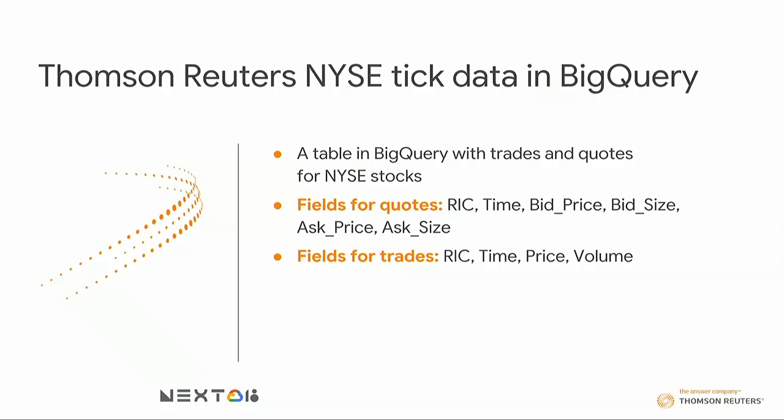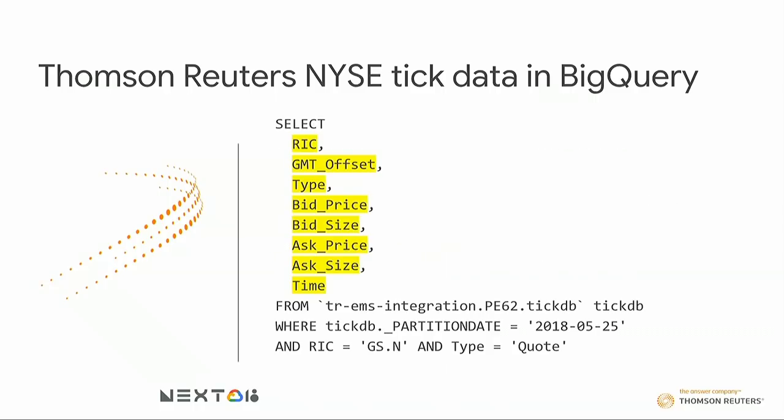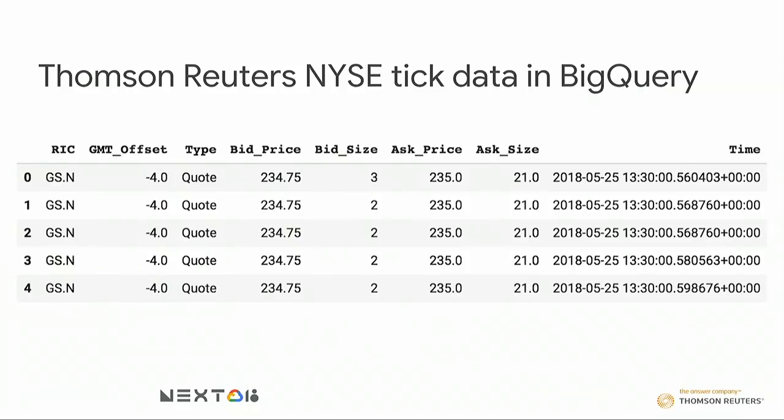includes similar information. If we want to get access to it, it's as simple as a SQL query. We just list the fields, the date, the table we want to pull it from. In this case, we're pulling GS.N, which is Goldman Sachs from the NYSE. And then we say we want the quote data. Voila, this is what we're going to get back very quickly.